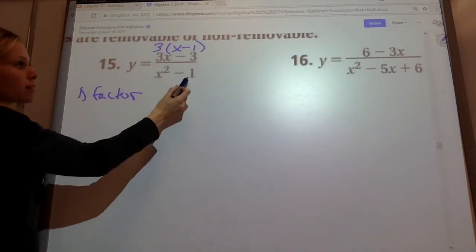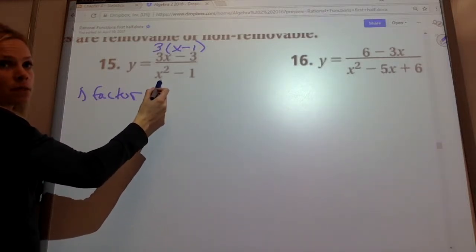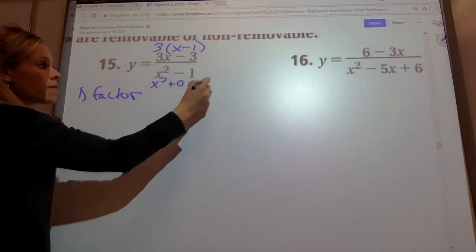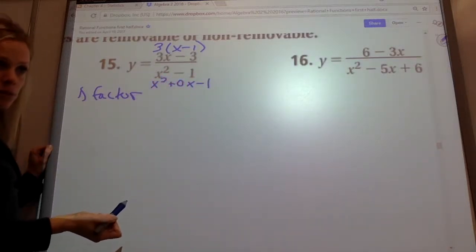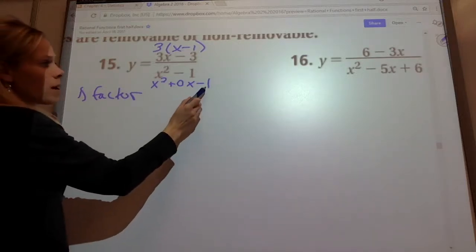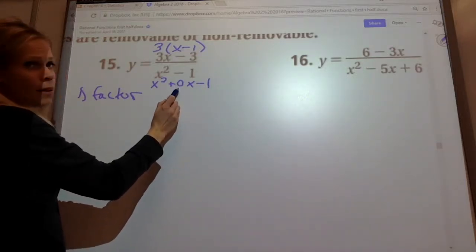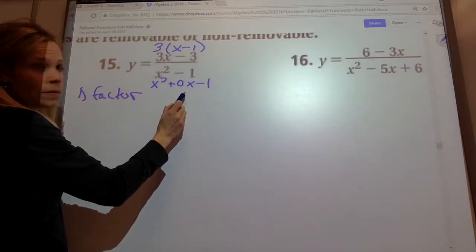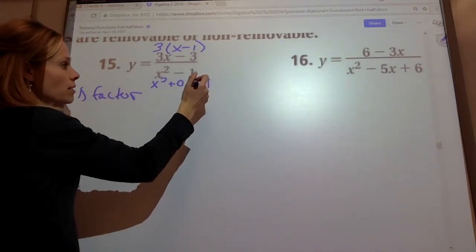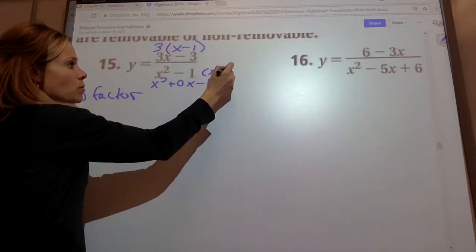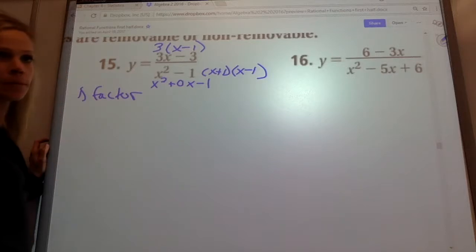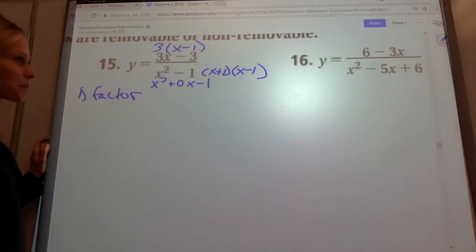I can factor the bottom. You guys recognize this as the difference of squares? Or you can put a 0x in there if you didn't recognize that it was difference of squares and say, what do I multiply equals negative 1 but add equals 0? 1 and negative 1. So this bottom actually factors into x plus 1, x minus 1.